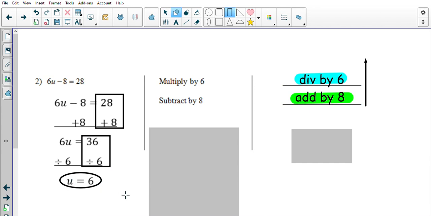Don't forget, you can check your solutions. Grab your calculator. Do 6 times 6 minus 8. Make sure your calculator gives you 28. It will.